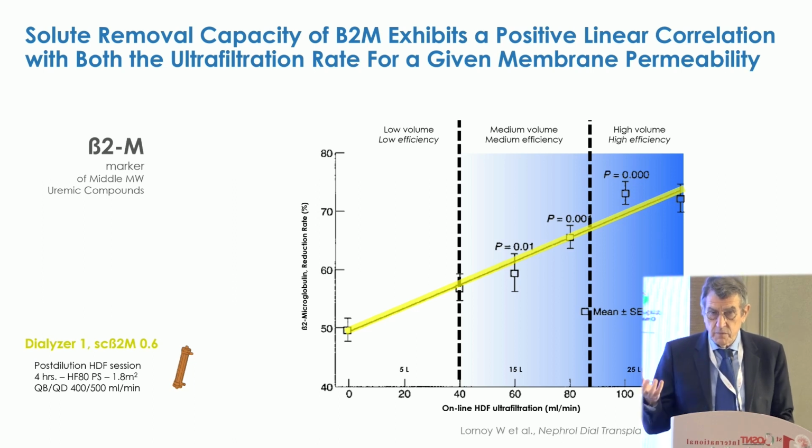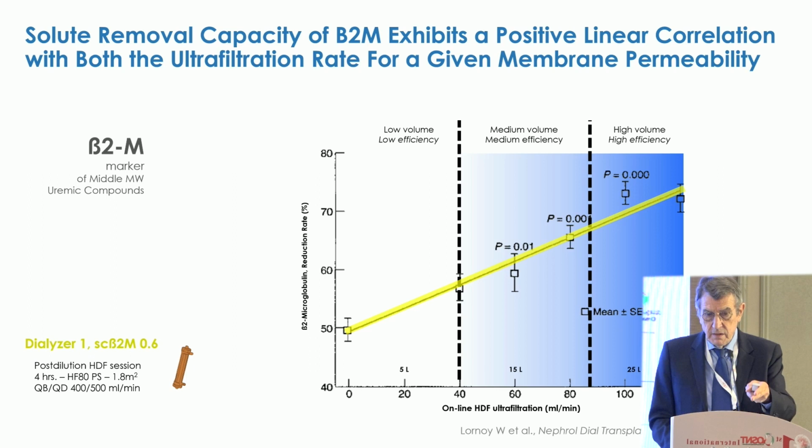And again, this is a study which is 22 or 23 years old, showing that if you use a convective therapy like hemodiafiltration, and you take beta-2M as a marker, there is a nice linear relationship between the convective dose and the percent reduction of beta-2M. And you see, normally, if you do 24 liters a session, which is 100 ml per minute for 4 hours, then the reduction rate is about 70-75%.